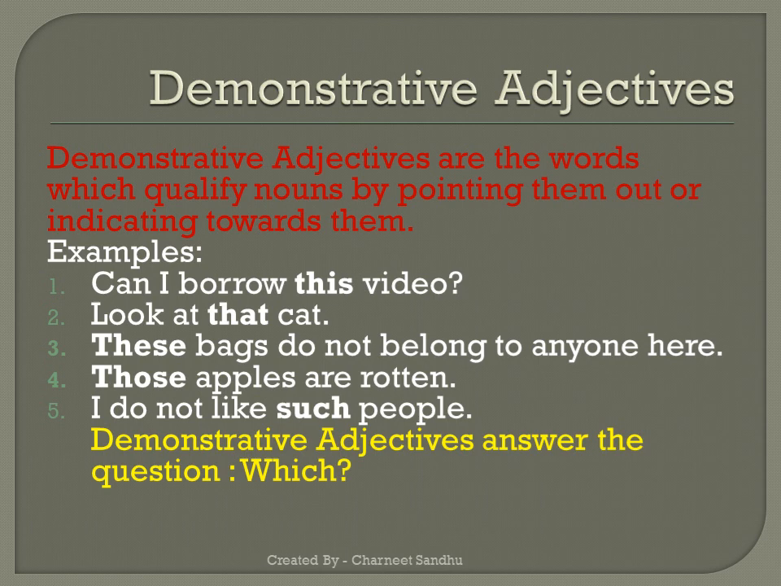Which people? Such people. So in all these examples you will see that the demonstrative adjectives are pointing out towards or indicating nouns: video, cat, bags, apples and people here in these examples. So we know that demonstrative adjectives answer the question which.